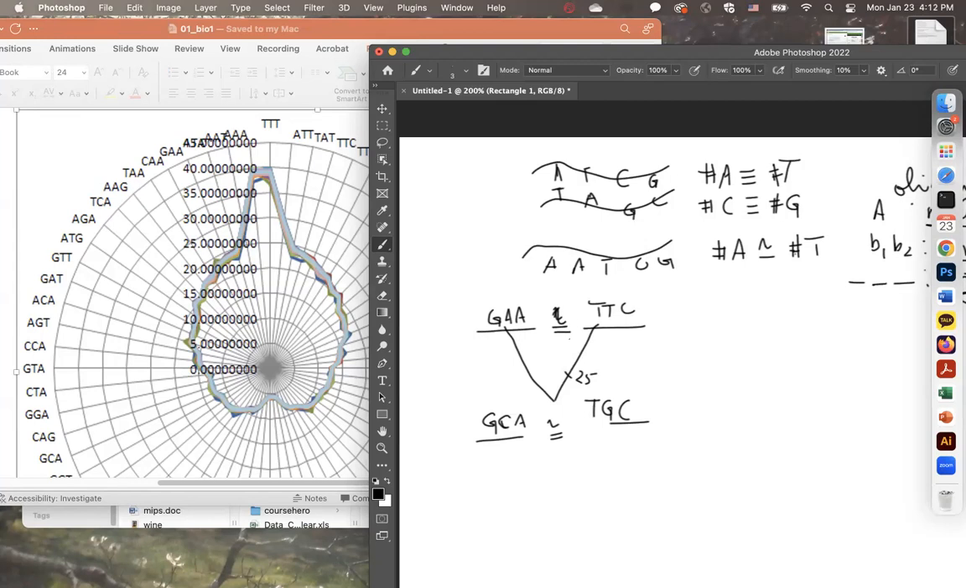Can anyone put a comment in the chat or speak out? What is the relationship between these two, this one versus that one, and this one versus that one? What is the pattern we can find, that these two sequences have approximately equal numbers of counts as long as the two sequences have what kind of relationship? Can anyone see it?